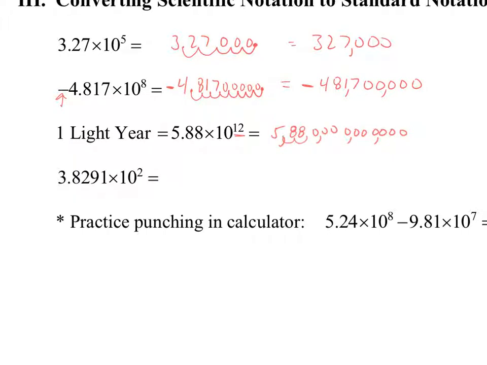So far we haven't had any decimals in our answers for this, but you might get some that have decimals, like this next one. How many places do I move the decimal point? 2. 1, 2. So there's my new decimal point. 3, 8, 2.91. Now you can have a decimal in your answer. Okay, it's not always going to be at the end.